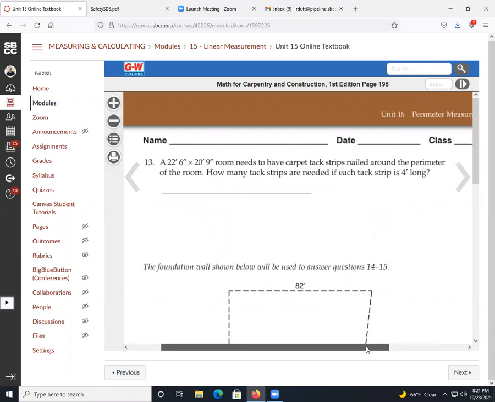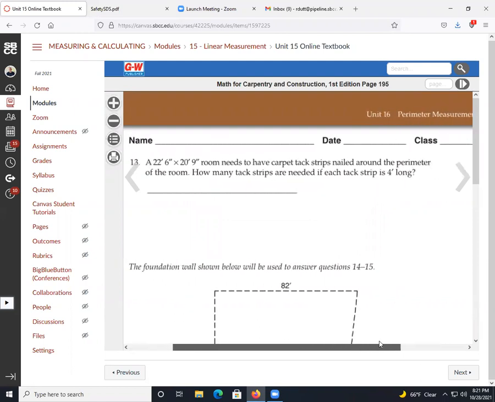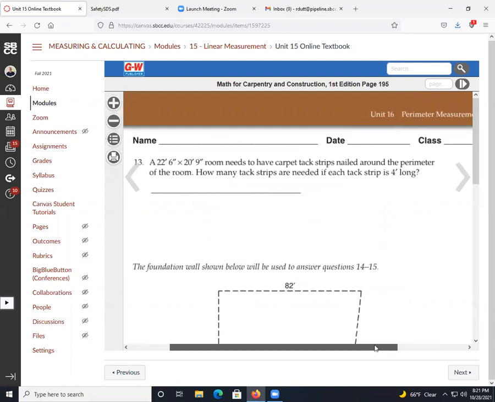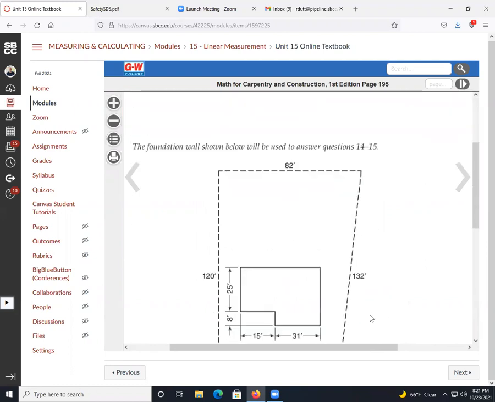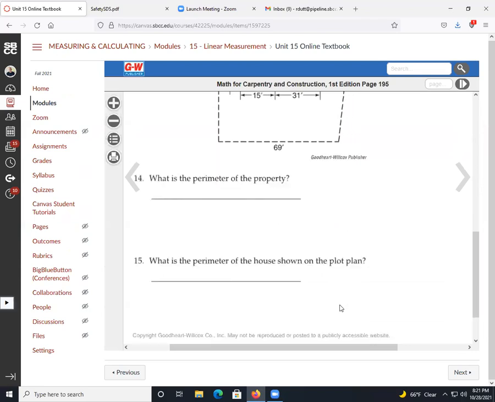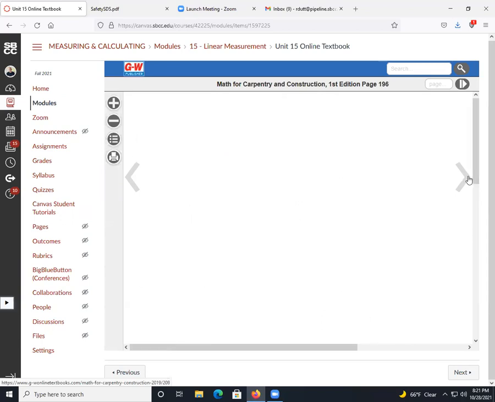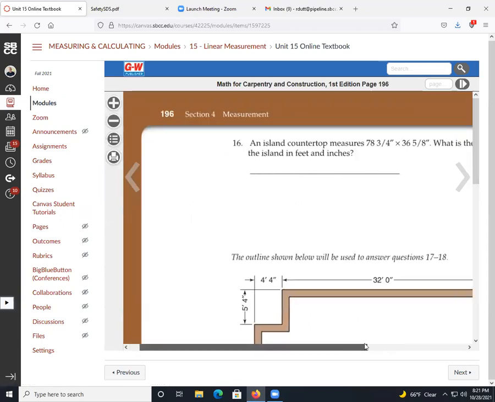22.6 by 29, 20'9" room needs to have carpet tack strips from the perimeter. How many tack strips? Okay, so 2 times 22.6, 2 times 29, added together, divide 4 foot into it. Again, another one. I would do these were I you, because then you'll really be prepped. You'll really have the answers. You'll be ready for the test. You'll understand the stuff that I'm hoping that you'll learn if you don't know it already.